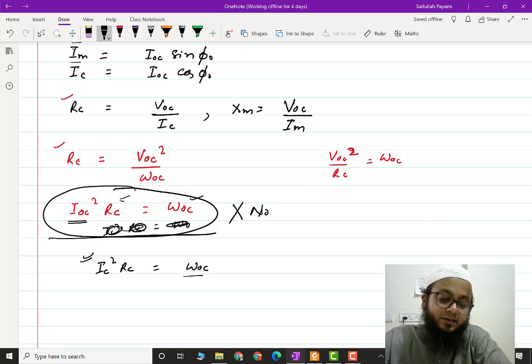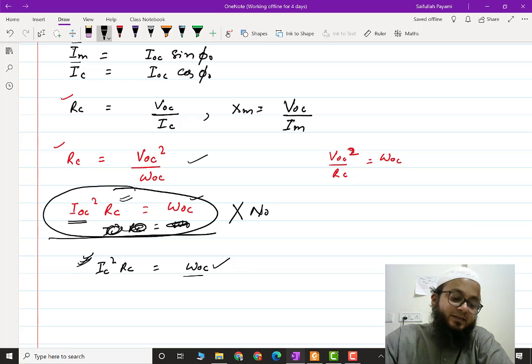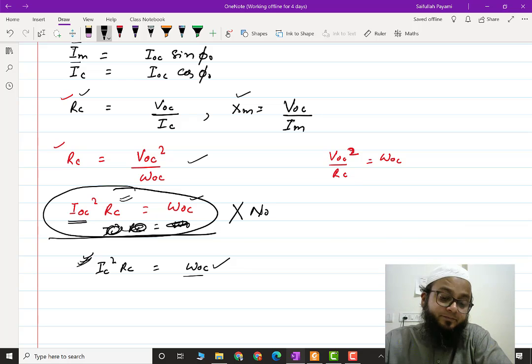We can find RC is equal to VOC whole square upon WOC. So we can apply this. Even we can apply this, obviously, for applying this I should know IC, right? And RC can also be given by VOC by IC. So by performing this no load test, we can find RC and jXm, the shunt branch parameters.